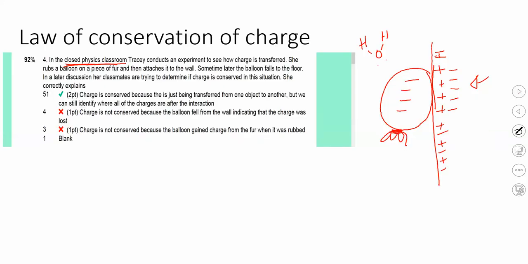Okay, in a closed physics classroom, Tracy conducts an experiment to see how charge is transferred. She rubs a balloon on a piece of fur, that's charging by friction, then attracts it to the wall. As she approaches the wall, remember that's going to be charging by induction, and then there's this localized net positive on the surface of the wall that'll allow it to cling for a little bit.